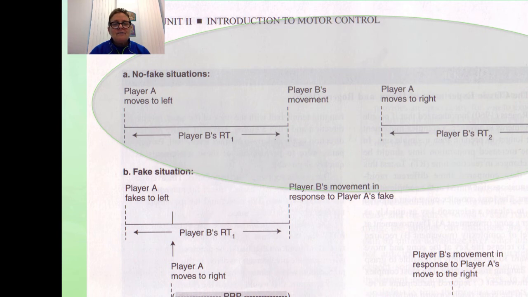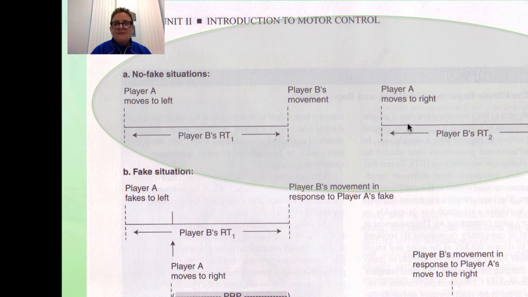In this top diagram on the very left here, you can see that this represents no fake. In other words, this would be player A moving to the left, and then player B's reaction time. Notice here, this is the reaction time of player B to the stimulus that's given by player A, and then player B begins to move here. Of course, the stimulus that is given by player A must have a reaction time by player B. The movement would actually begin here.